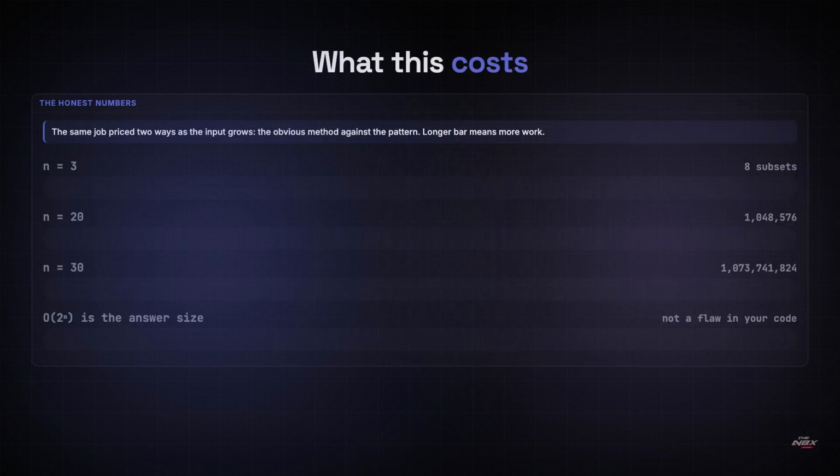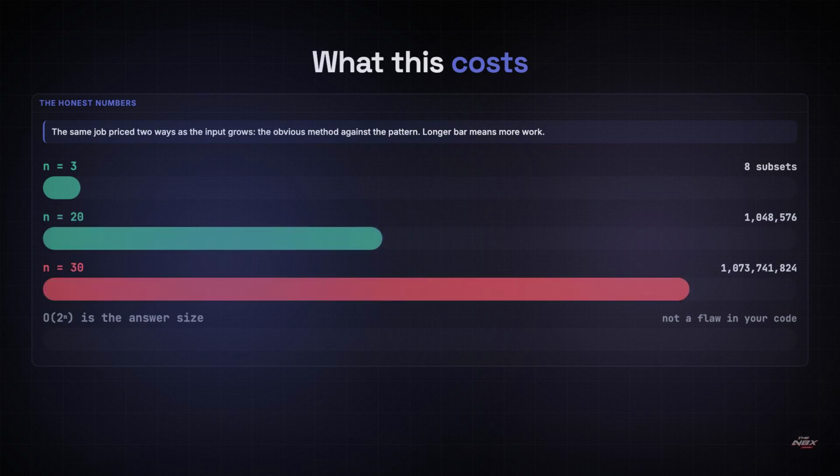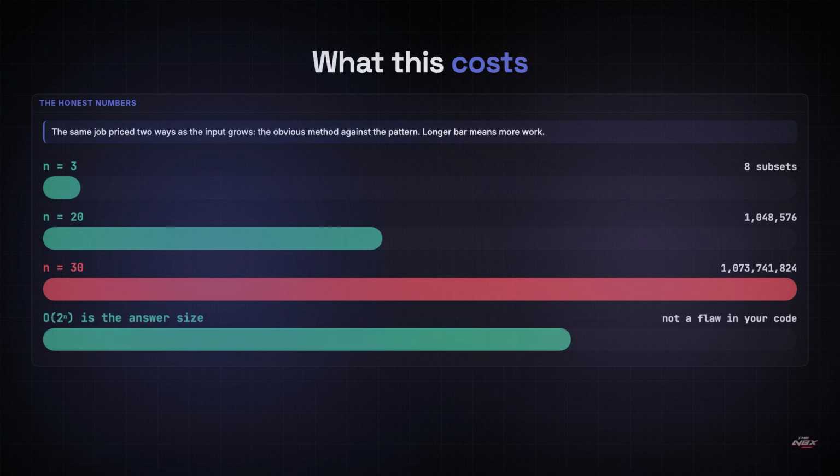Be honest about the cost because an interviewer will push on it. 3 toppings gives 8 subsets, which is nothing. 20 gives 1,000,000. 30 gives 1,000,000,000, and the program stops being usable around there. That's 2 to the n, and it isn't a flaw in your code, because that's the size of the answer itself, which is exactly why a question wanting only a count is a different pattern.